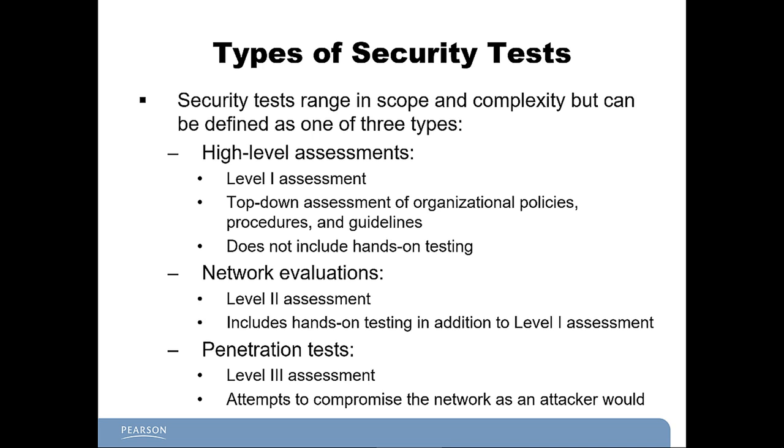And lastly, we have a penetration test. And here we do a level 1, level 2, and we also attempt to compromise the network. However, normally a penetration test is done first, and then you may do the level 1 and level 2 type tests. That way, you could see where you were able to get in, and then you start reviewing the procedures and the policies, as well as the network evaluation.